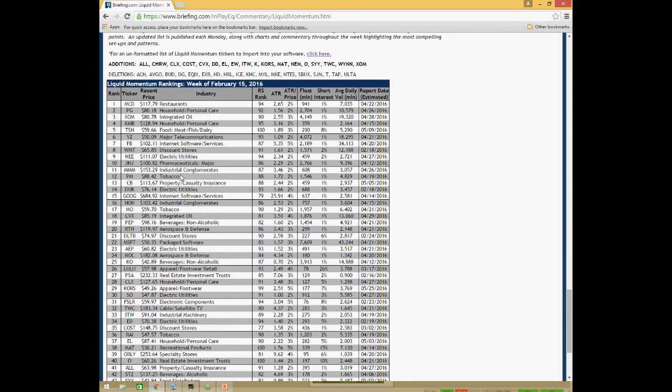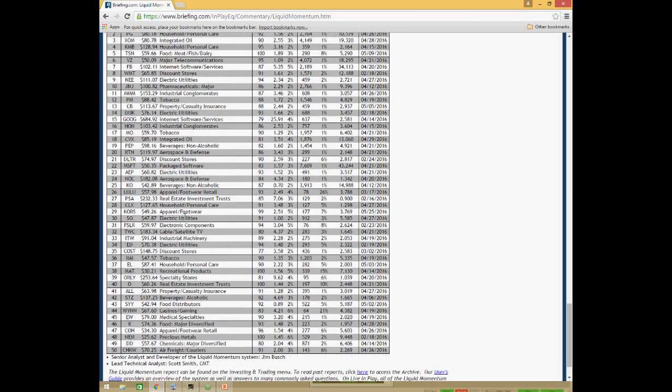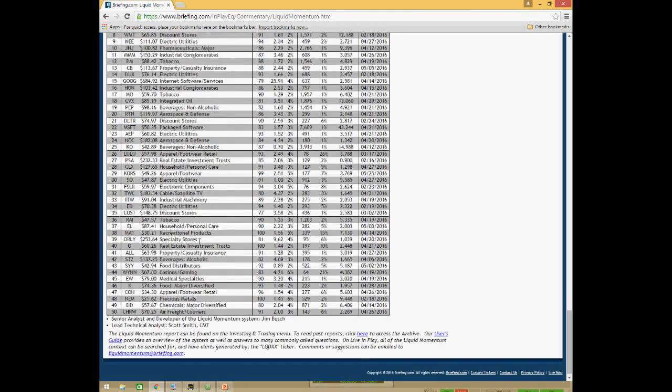A lot of staples have actually climbed up here on the list the last few weeks, as well as utilities, a few industrials. It should mostly be names that you have heard of and you are familiar with, because they are the larger cap names in the market. And like I said, because of their inherent relative strength, they're excellent candidates to focus on the long side with.